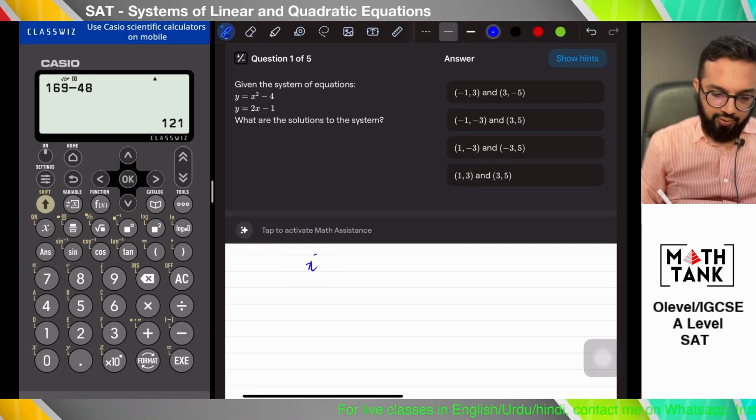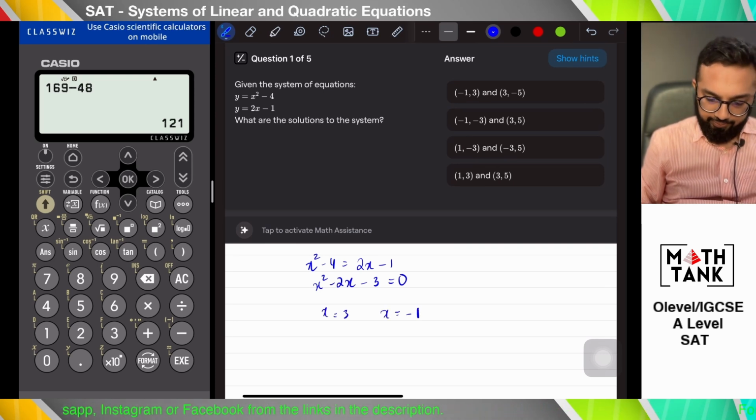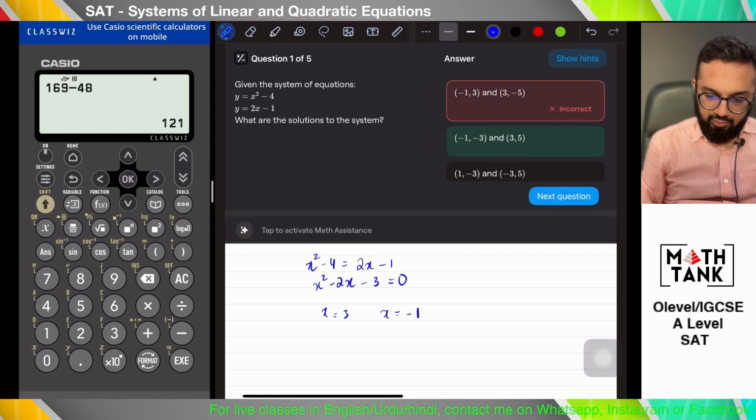So I'm going to have to solve this simultaneously. Okay, that should give me x equals 3 and x equals minus 1. 3 and minus 1, and that should be the correct answer. Okay, that also was correct.